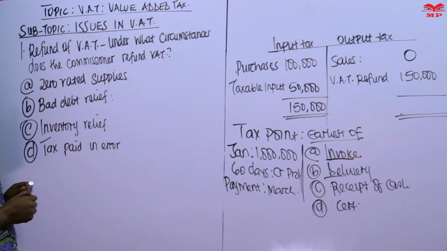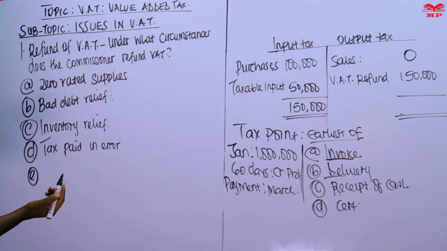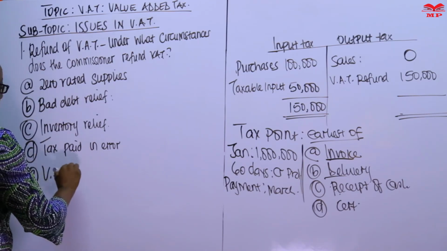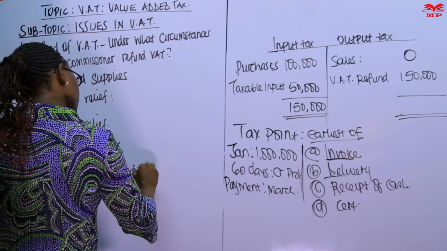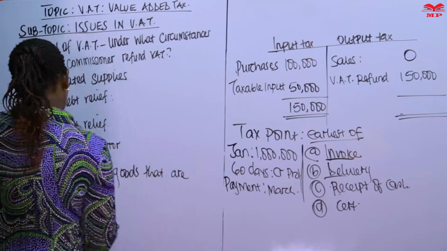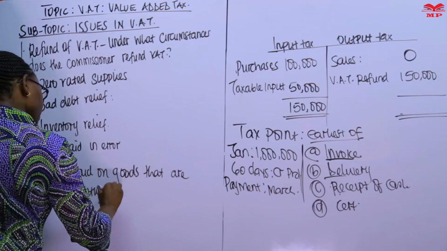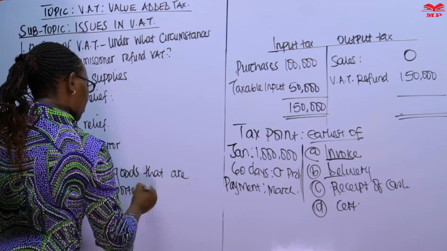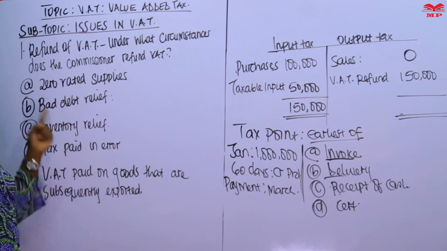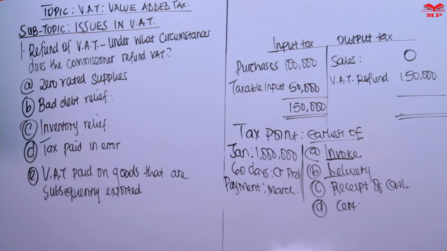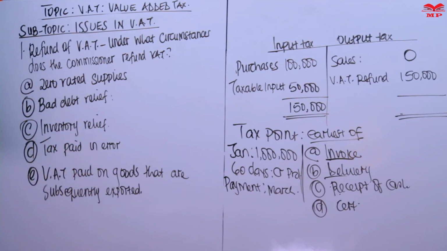The other one is when VAT has been paid in respect of goods that have been exported. So VAT paid on goods that are subsequently exported. You remember that all exports are zero rated. So it means that you need to recover that VAT. So these are the circumstances under which the commissioner is going to refund VAT that a taxpayer may have paid.